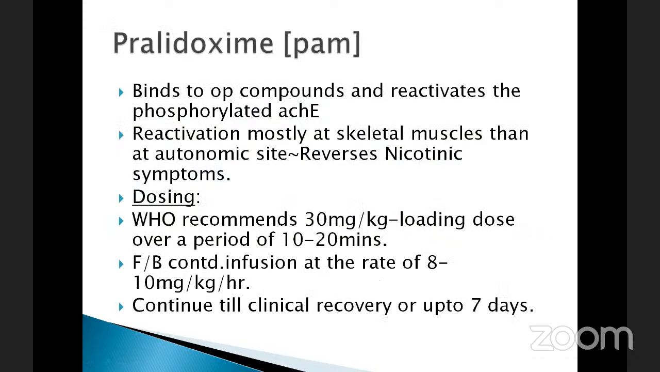Coming to pralidoxime, generally called PAM. Pralidoxime binds to OP compounds and reactivates the phosphorylated acetylcholinesterase. Reactivation is mostly at skeletal muscle rather than at autonomic sites, which reverses nicotinic symptoms. Coming to dosing, 30 mg per kg is the loading dose over a period of 10 to 20 minutes, followed by continuous infusion at the rate of 8 to 10 mg per kg per hour. This should be continued till clinical recovery or at least up to 7 days.